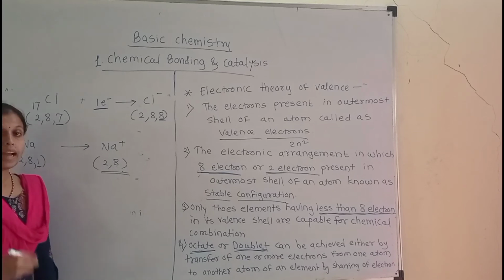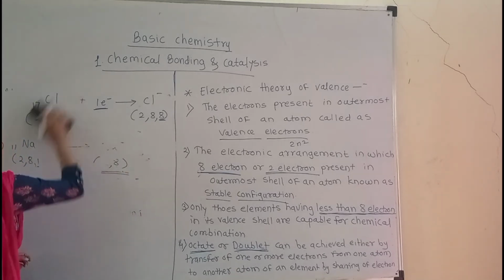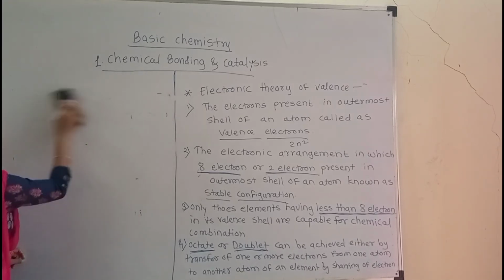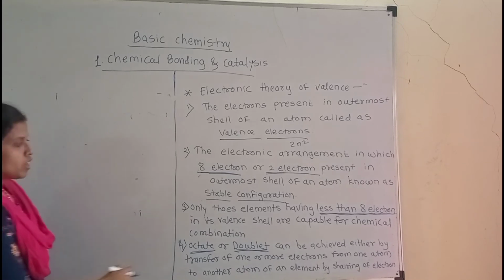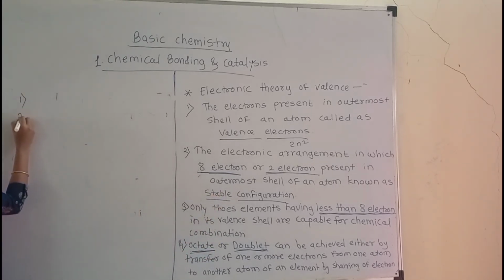at that time chemical combinations or chemical reactions will be carried out and chemical bonds will also form. So different types of chemical bonds will be formed. In these chemical combinations, for acquiring a stable configuration, these types of bonds are seen.